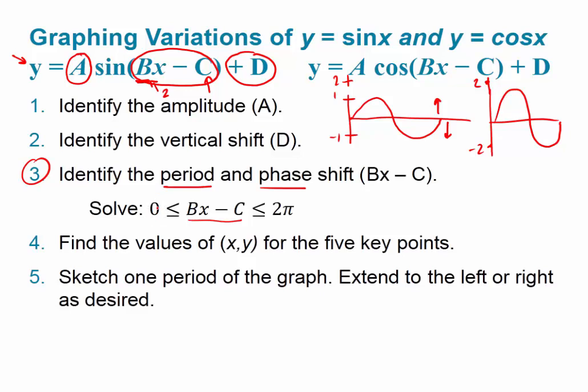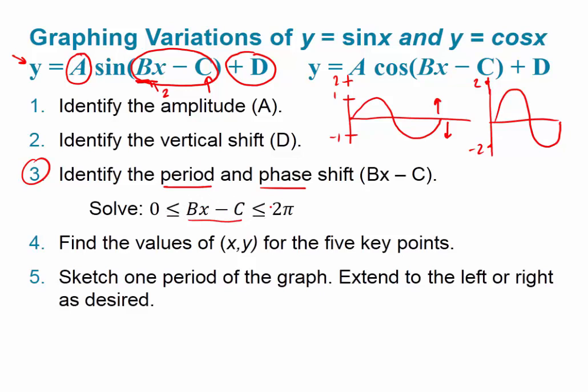Notice for both sine and cosine, the period value is from 0 to 2 pi. So I put that bx minus c in there, and I solve this double inequality. When I get done solving that double inequality, it will give me my new starting point and my new ending point for one period of the graph. This doesn't make sense right now. It will when we take a look at an example.